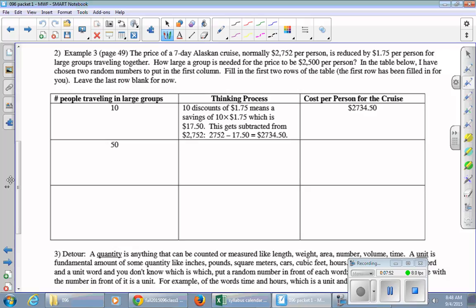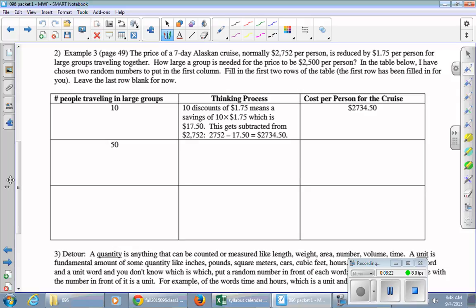Okay, so the goal is to figure out how many people we need in order to get the price down to $2,500 per person. Now, there are 3 numbers in this problem, and it is quite possible that some of you know exactly what to do with those 3 numbers to get to the answer. That might not describe any of you. And even if it does describe you, I don't want you to do it that way anyway. This is an algebra class, and we're going to be doing algebra here.